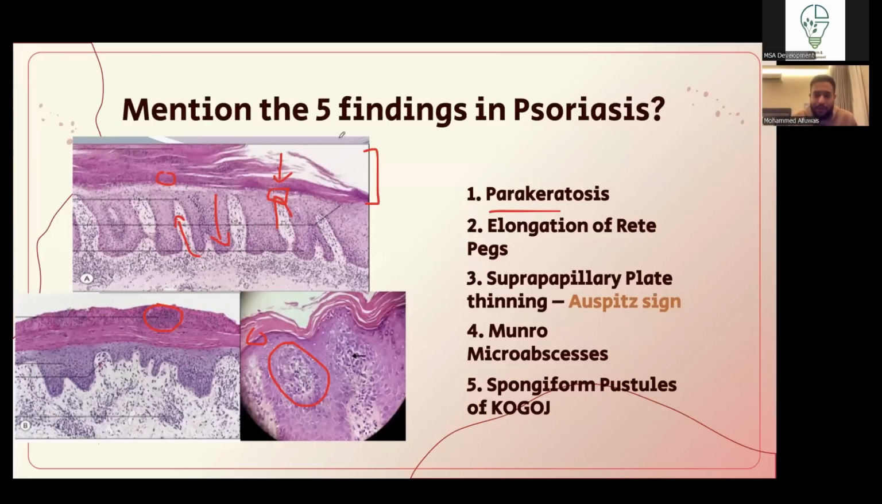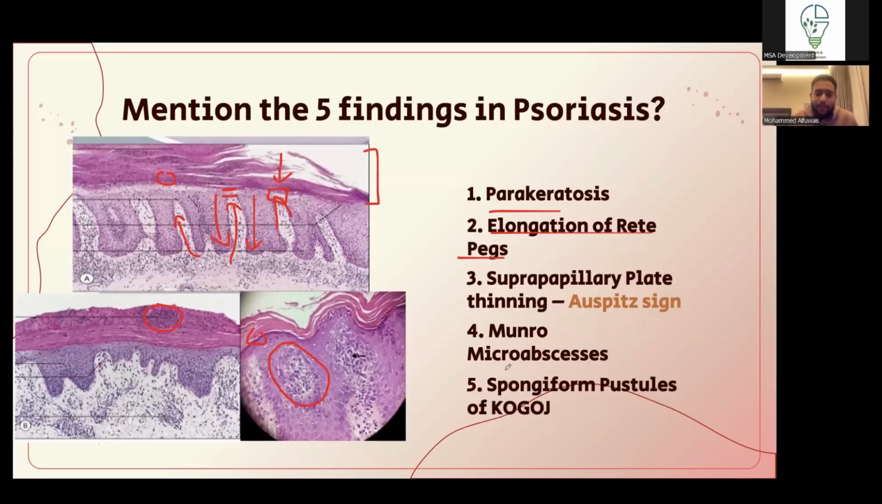Parakeratosis, which we identified right here. You can see some retained nuclei over here. Elongation of the rete pegs or rete ridges, which is all of this going down into the dermis. Suprapapillary plate thinning, which is basically elongation of the dermal papilla that causes thinning of the plate or thinning over here. So once you scratch over here, you can bleed, which is called Auspitz sign.